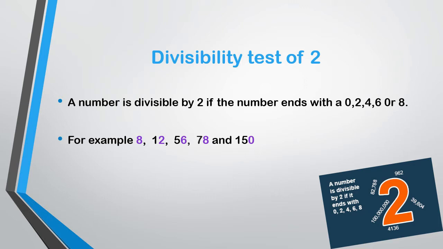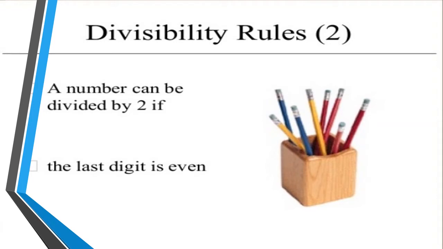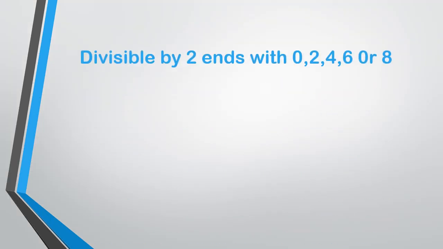Then look at the next one, 150. What is the last number here? 0. So 150 is also divisible by 2. If the last number is 0, 2, 4, 6 or 8, that number is divisible by 2. So a number can be divided by 2 if the last digit is even. We can easily say that if the last digit is an even number, that number is divisible by 2. So divisible by 2 means it ends with 0, 2, 4, 6 or 8.